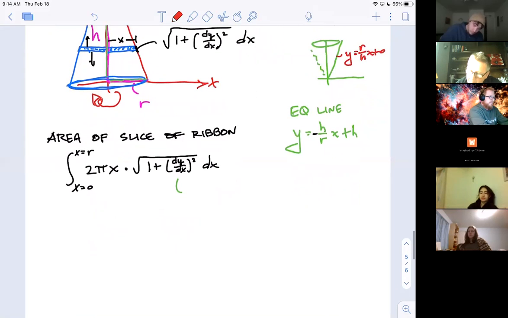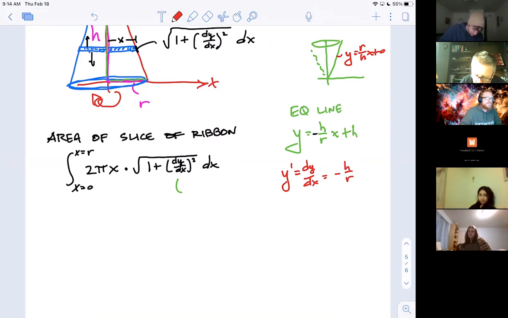Well, I got to take its derivative, right? I got to find y prime or dy dx. So fortunately that h goes away, and all that's left for the derivative of junk times x is junk. And so it's just negative h over r. And I'm squaring it anyway, so maybe it didn't make any difference.